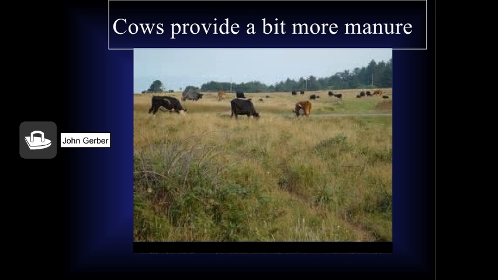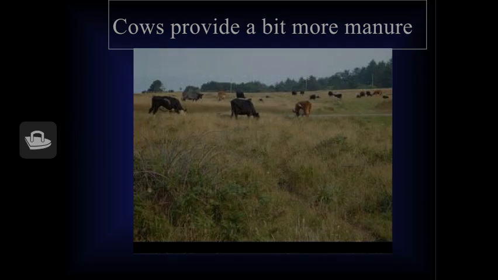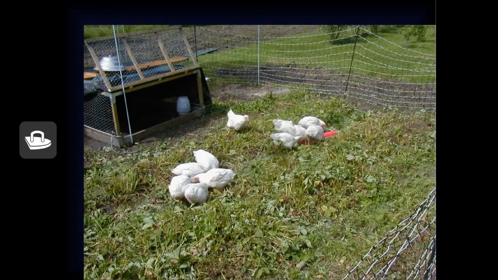Dairy cows and beef cattle will provide a lot more manure, but they're a bit difficult to manage in your backyard. Here's some chickens in my own backyard eating bugs after the strawberries have been harvested. I pick the strawberries, weed whack the plants down, and put the chickens in to eat the bugs and manure the garden for next year's crop.